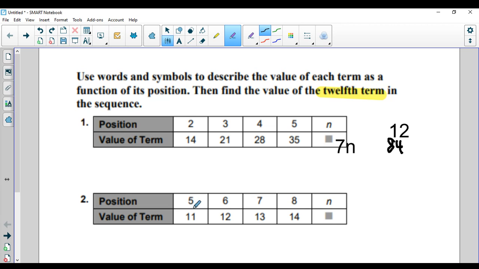All right, let's look at this one. How could I possibly get from 5 to 11? Well, there's nothing I can multiply, no whole numbers at least. So let's try an addition. If I do 5 plus 6, that gets me 11. Let's try it here. 6 plus 6, 7 plus 6, 8 plus 6. So here we're going to get n plus 6. That last answer was a little delayed. Okay, so my rule is going to be n plus 6.